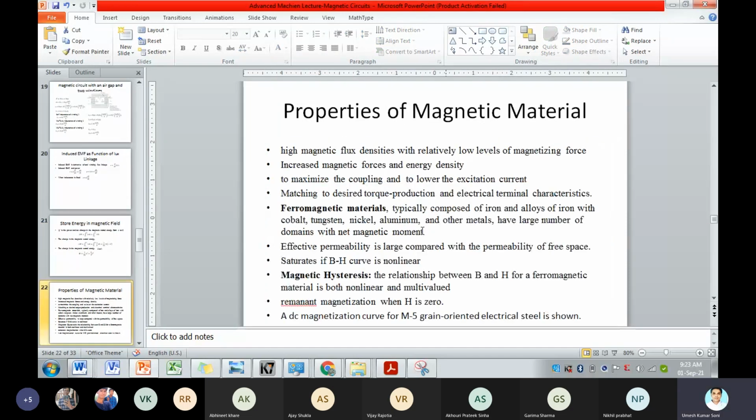Now we come to the properties of magnetic material. So various magnetic materials are used in motors, transformers, and other magnetic circuits such as relays and other switches.